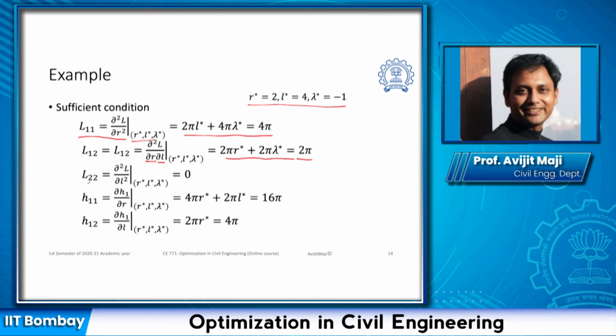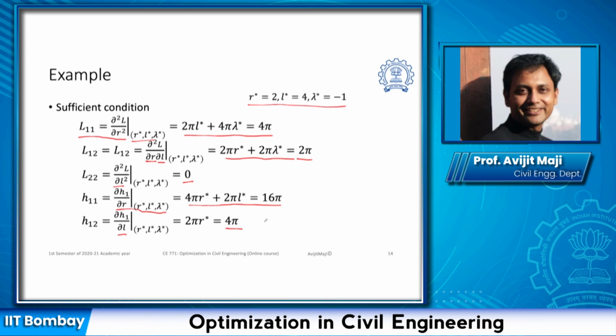Now the third one is going to be with respect to the length, the partial derivative with respect to length twice, and if we do, we are going to get 0. And if we look into the constraint h11 and h12, if you recall the matrix, we can get this value at the extreme design variable value, and we can get the value as 16 pi. Similarly, for the other variable L, we can get the value of 4 pi.